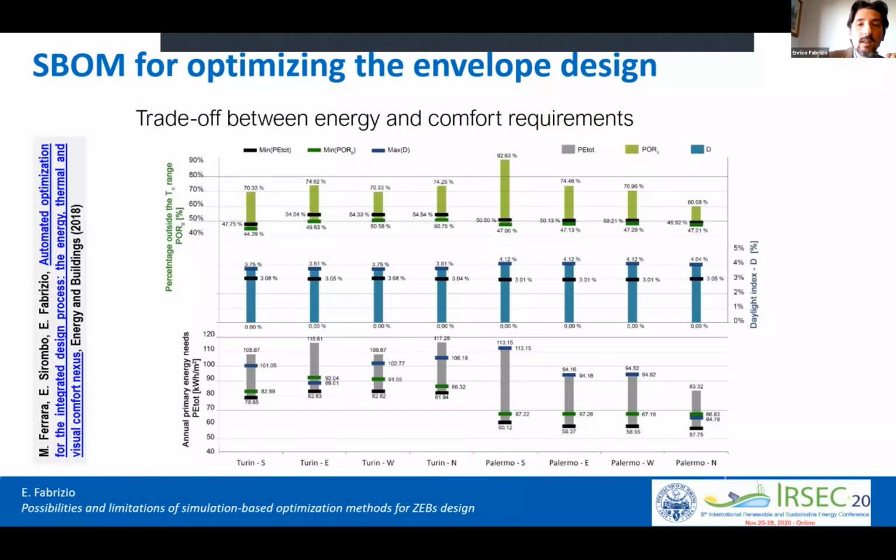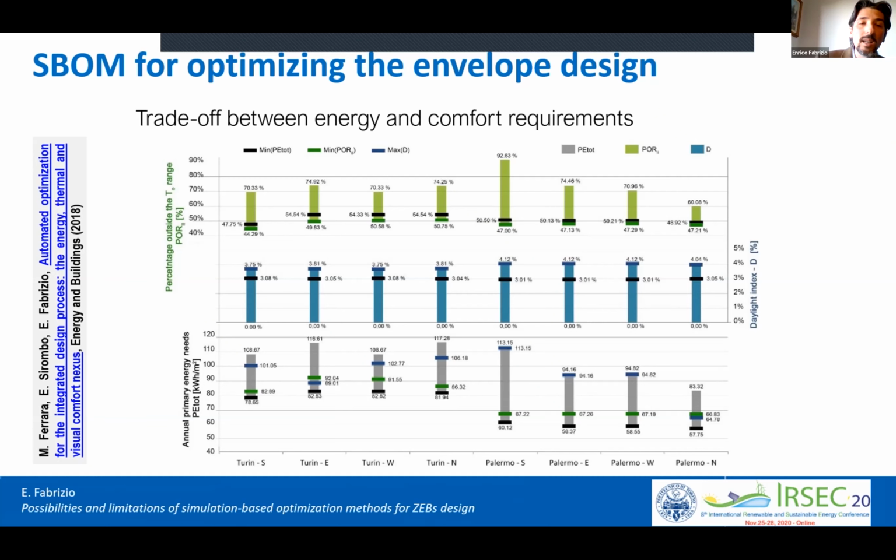There are some bar diagrams in which we represent all the variations: the variation of primary energy, the variation of the daylighting index, and the variation of the percentage of the outside range, so the thermal discomfort index. Each dashed line, the small one, represents the minimum of primary energy, the minimum of the thermal discomfort, and the maximum of the daylighting. So the best, let's say, options.